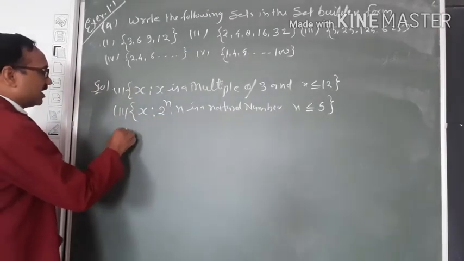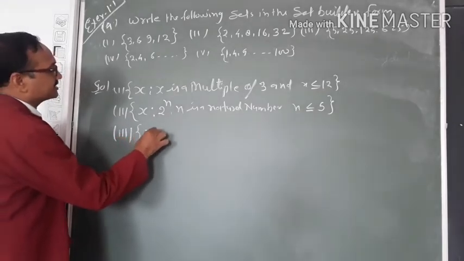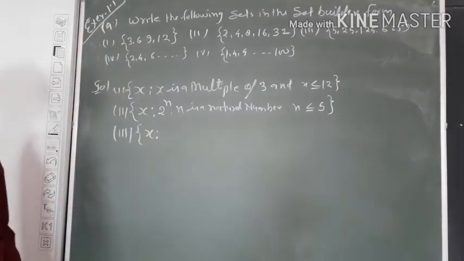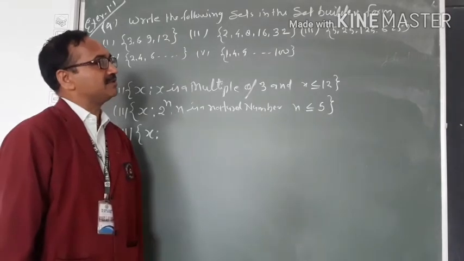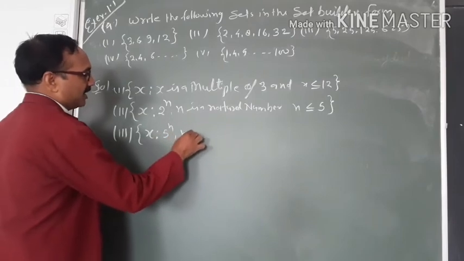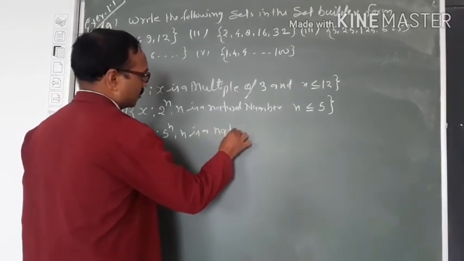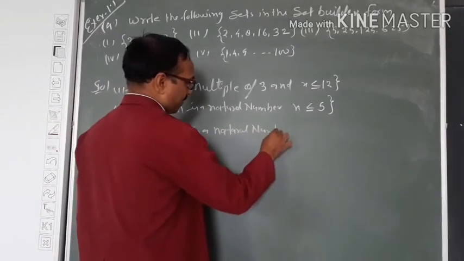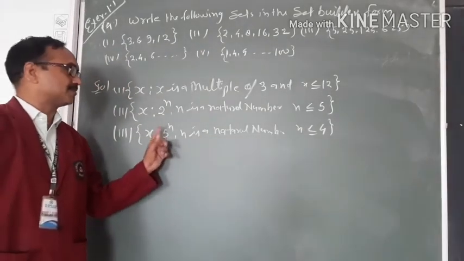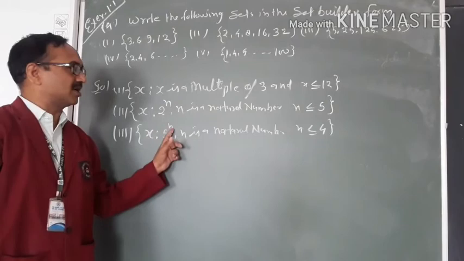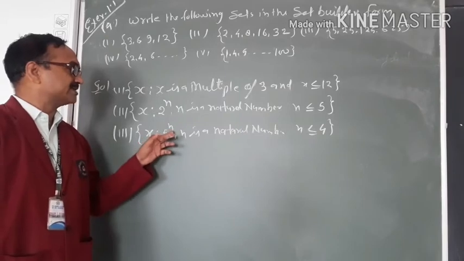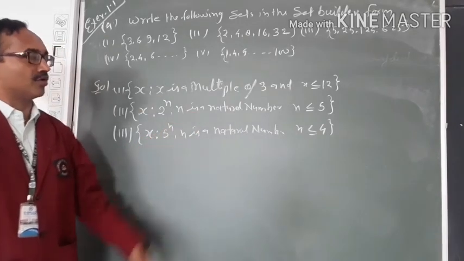Okay? Now come to the next part. This is the third part. Sorry, the third part is 5, 25, 125, 625. So the same question, 5 raised to power n, n is a natural number and n is less than or equal to 4. Because 5 raised to power 1 is 5, 5 raised to power 2 is 25, 5 raised to power 3 is 125, and 5 raised to power 4 is 625. Okay? So we increase the power of 5 from 1 to 4.